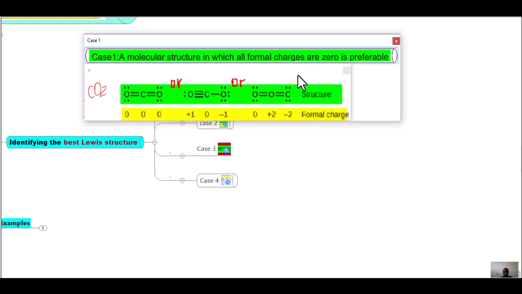For example, if you consider the resonance for carbon dioxide, we have 3 resonance structures for carbon dioxide, this one and this one. I will explain what resonance is in the future. And we have 0 0 0 formal charge here, +1 0 and -1, and 0 +2 and -2. So which one is the preferable Lewis structure? In case 1, it says that a molecular structure in which all formal charges are 0 is preferable. So this one is the preferable one. This is the first case.